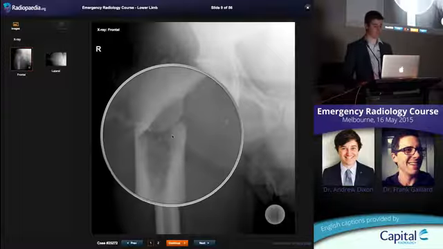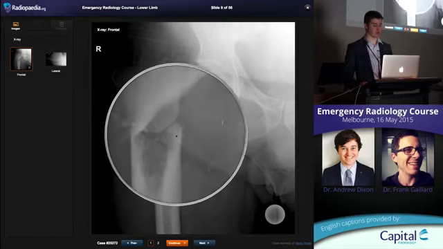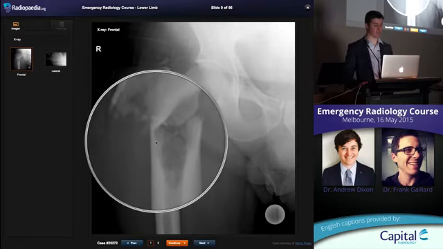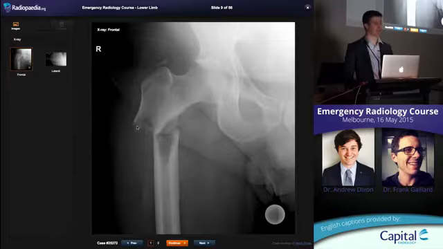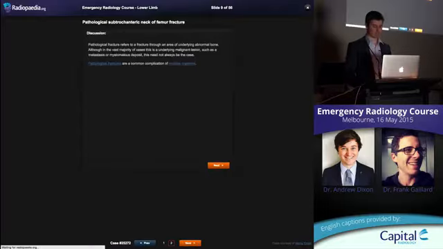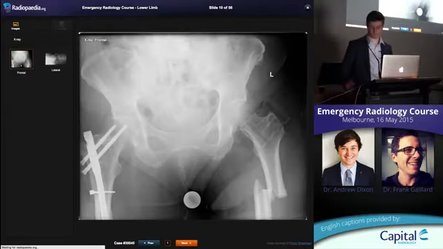You can see that permeative appearance to the bone, erosion of the cortex, endosteal scalloping. See the lesion there, nice transverse fracture. Pathological fractures are often transverse as well. This is another form of pathological fracture.